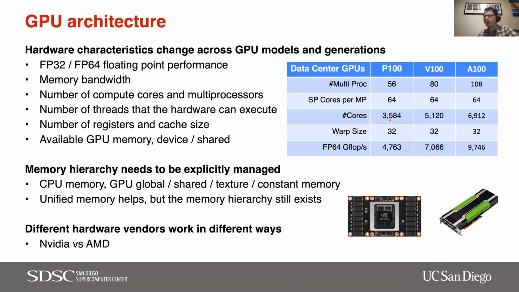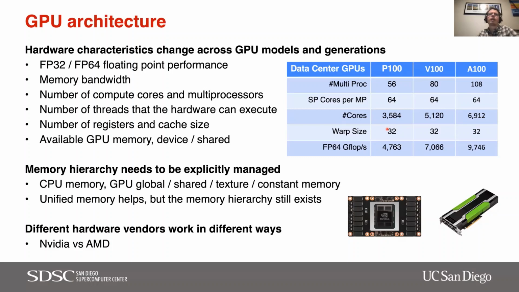The warp size, that's the number of cores that issue instructions in lockstep. So that's 32, that didn't change, but it's not guaranteed to stay the same. It's just something to keep in mind. So you shouldn't write code in such a way that it assumes the warp size is exactly 32.